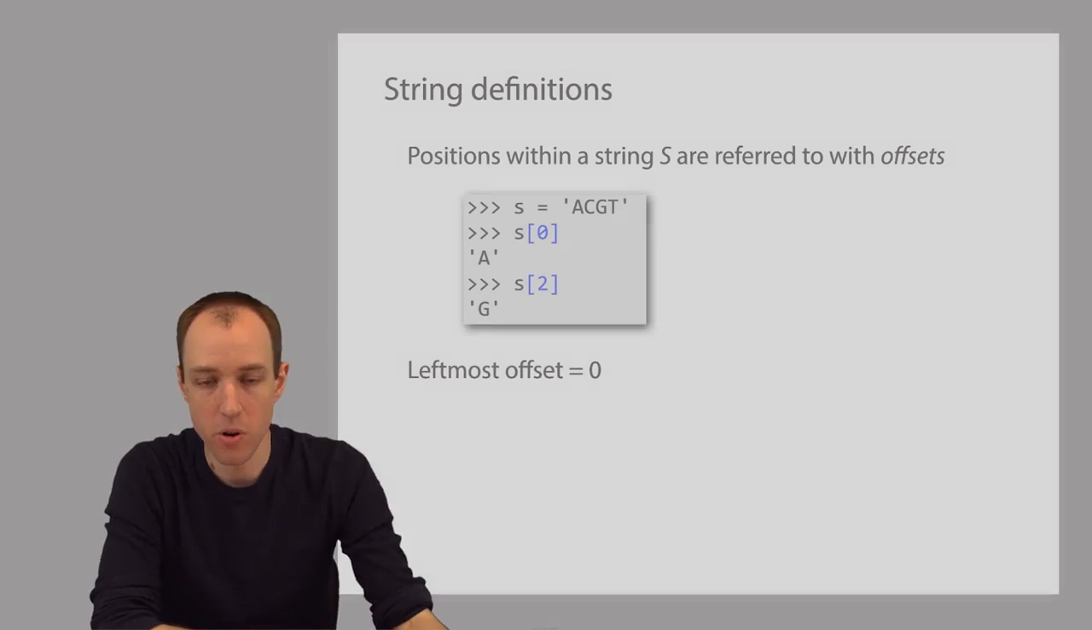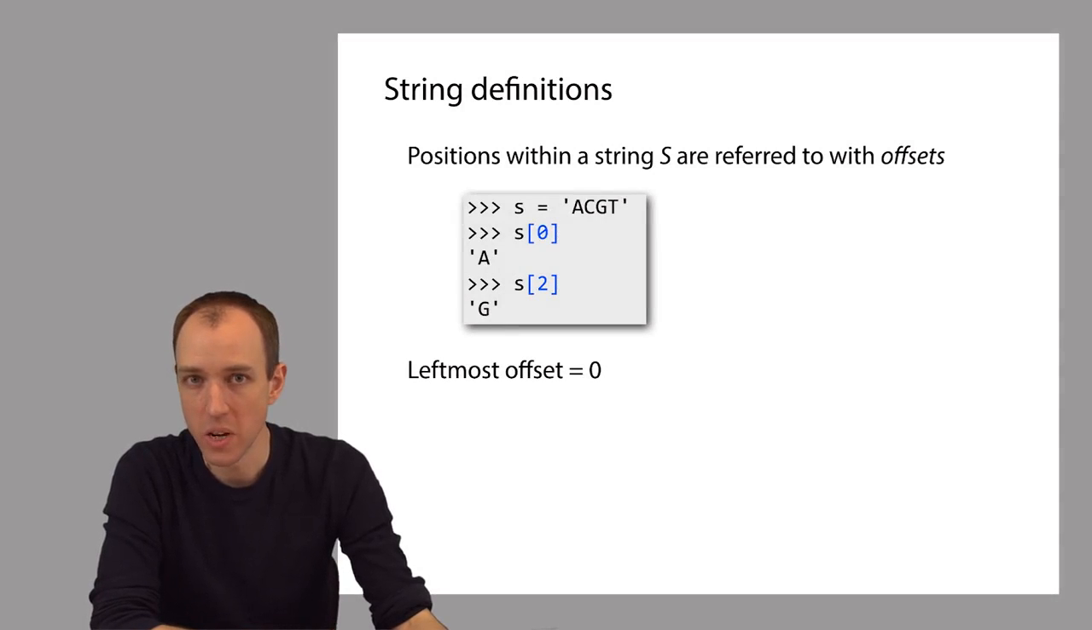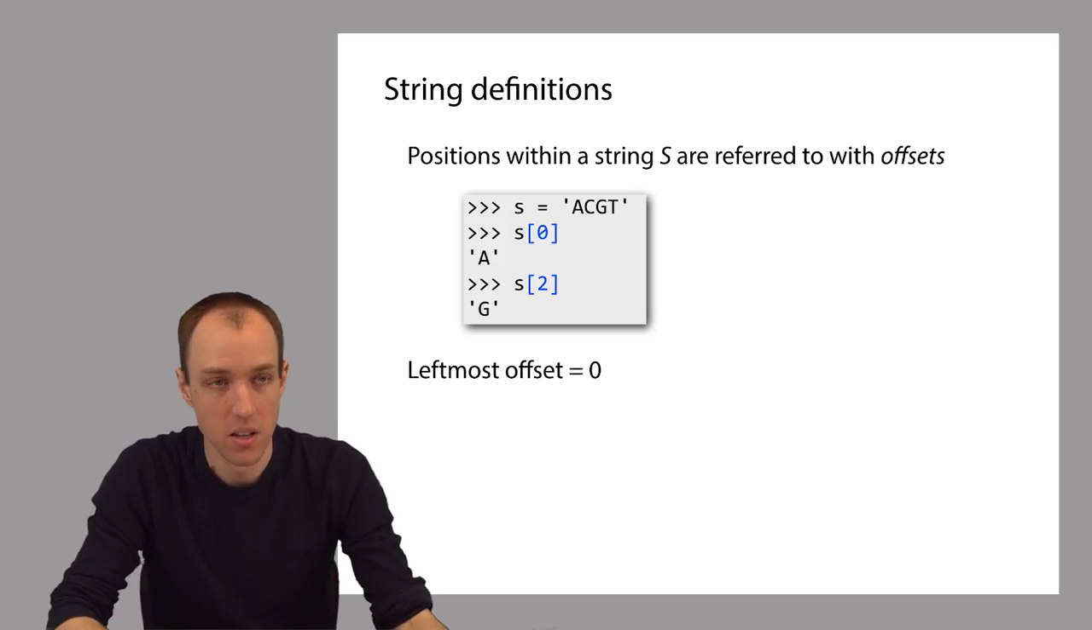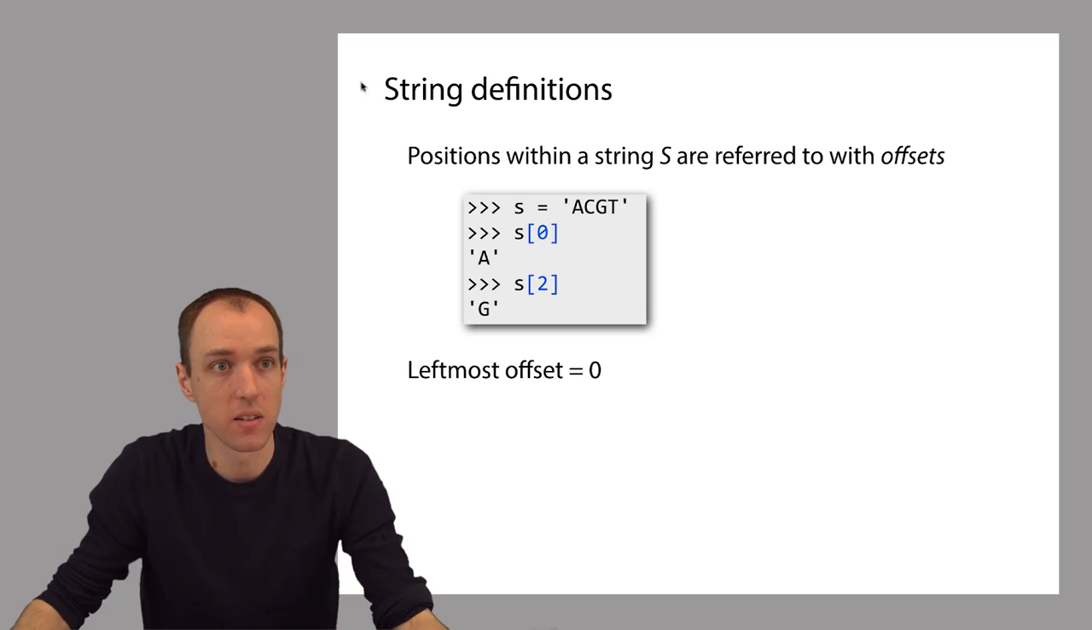When we want to refer to a particular position within a string, we use an offset. And we use the convention that the leftmost offset, the offset of the leftmost character in the string, is 0. So in this example, we're getting the character at offset 0 within the string S, that character is A, and here we're getting the character at offset 2, which is 0, 1, 2, which is G, as you can see here.